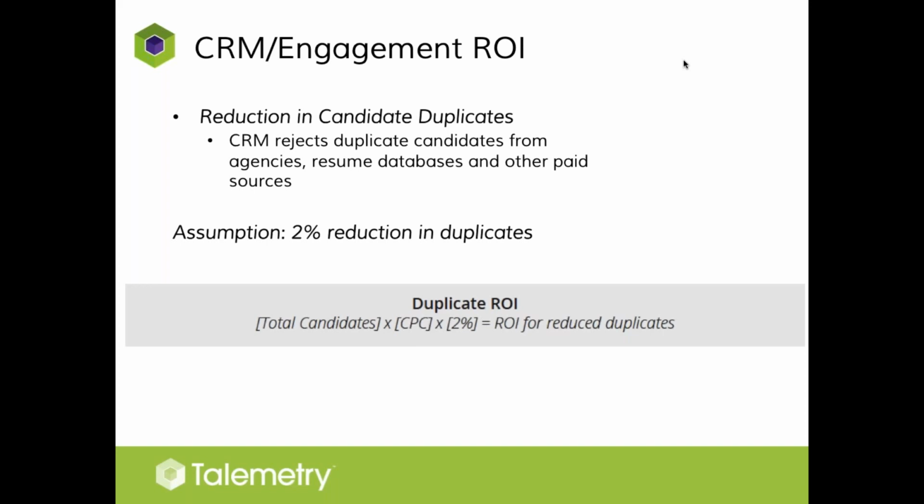So you've got to make an assumption, and I suggest being conservative with your assumptions. In this case, I'm going to say we're going to reduce our duplicates by 2%. Now, if you've done some research and you see that you have a ton of duplicates, you can make that much higher. But in this case, 2%, you would take the total number of candidates that you have, multiply it by whatever your cost per candidate is, and then multiply it by that 2%, which would be the dollar value of that incremental 2% of candidates that we're not paying for anymore, and that becomes your ROI for reduced duplicates.